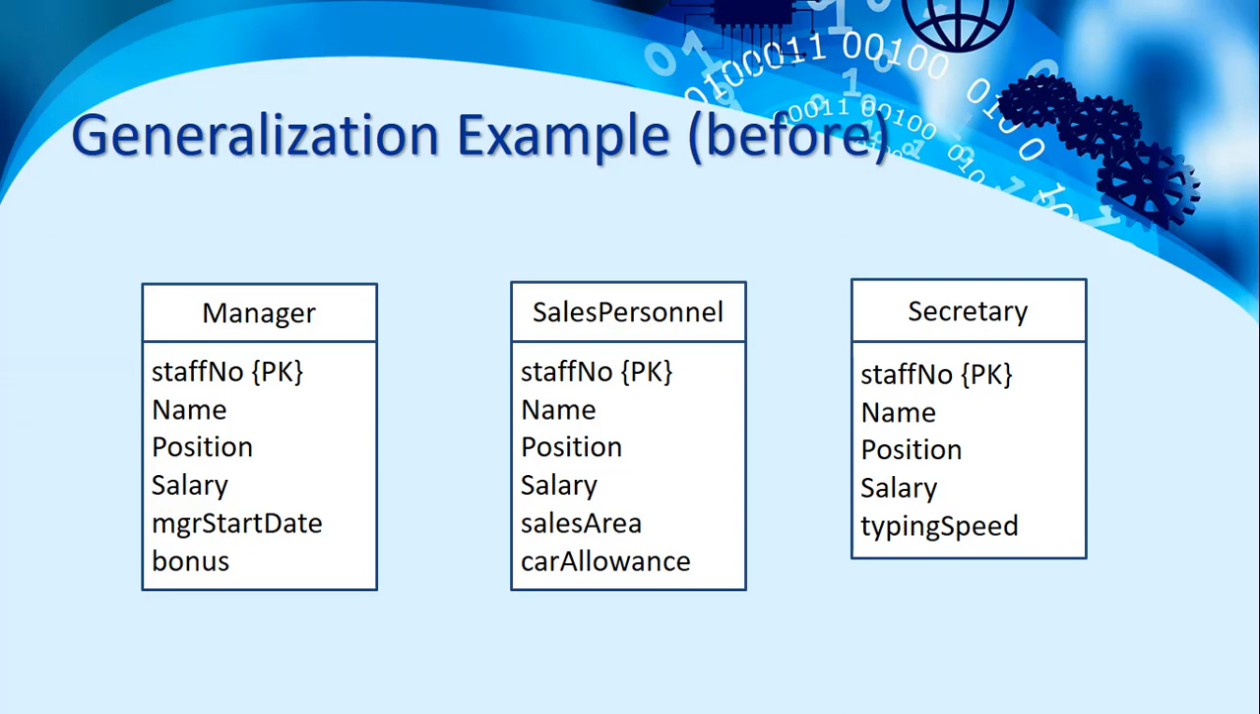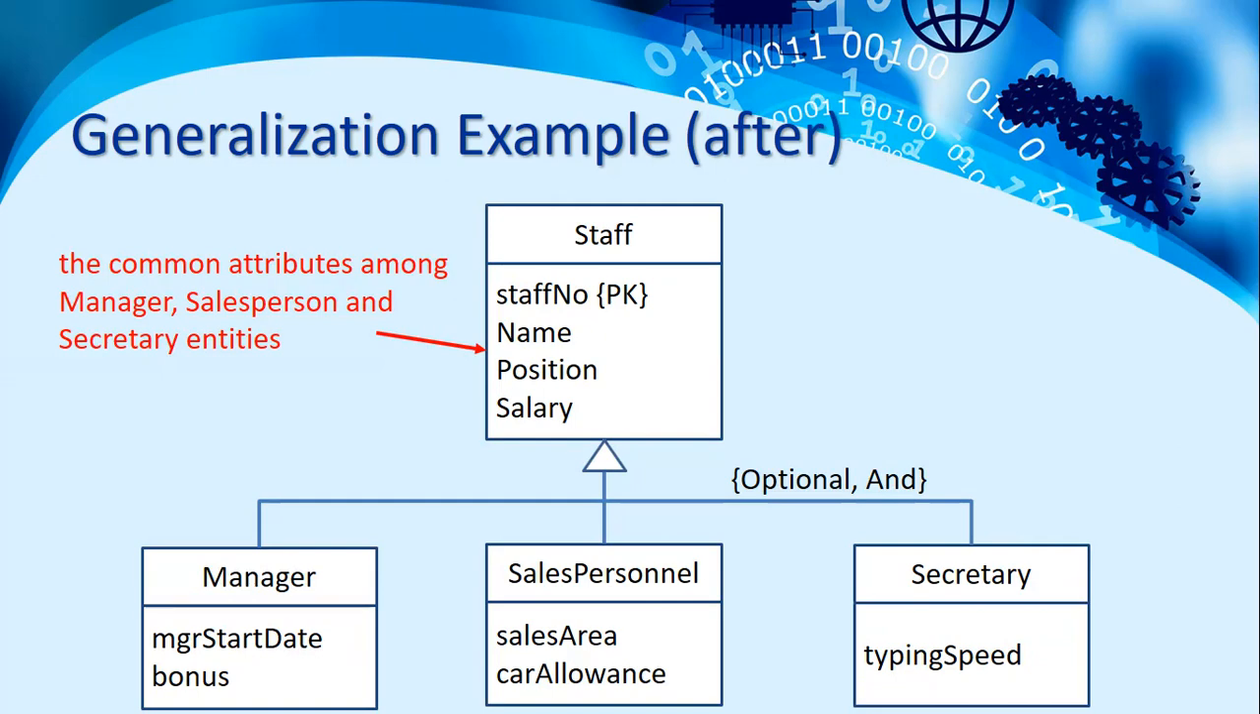Again, if we're going to apply the process of generalization on these entities, we need to identify the similarities between these three. What are their common attributes or relationships? As I stated earlier, these entities share the attributes that are common to all staff: the staff number, name, position, salary. And therefore, we identify these three as subclasses of a generalized staff superclass. So this is what happens after the generalization.